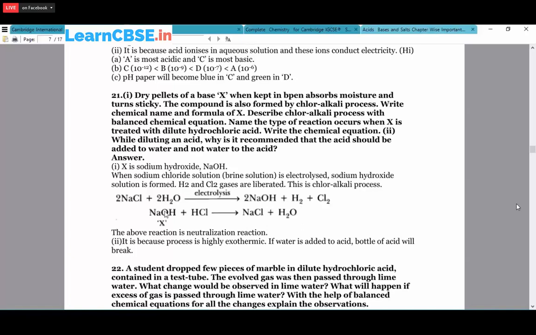This NaOH reacts with HCl and forms NaCl plus H2O. We call the above reaction a neutralization reaction because the base reacts with the acid. And while diluting an acid, why is it recommended that acid be added to water? Because the other way around is highly exothermic. That's why we add acid to the water.